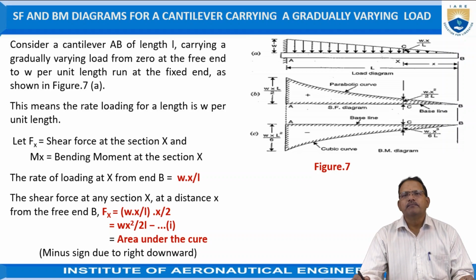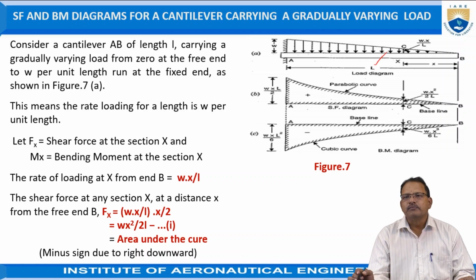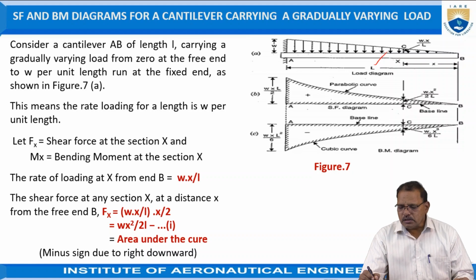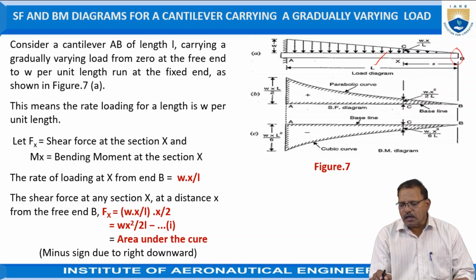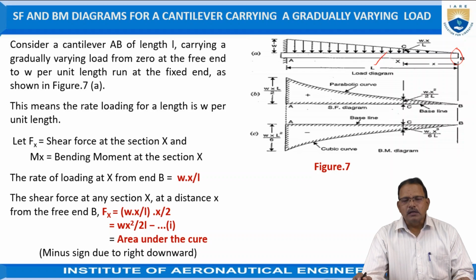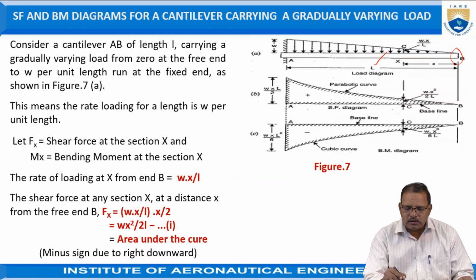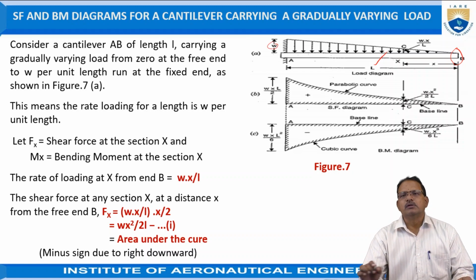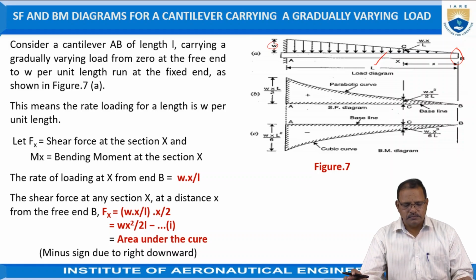Consider AB is the cantilever beam having length L as in the figure, carrying a gradually varying load, 0 at one end, that is at B, and gradually varying in such a way that it becomes W per unit length run at the fixed end, as shown in the figure. That is, it is changing up to W per unit length run.